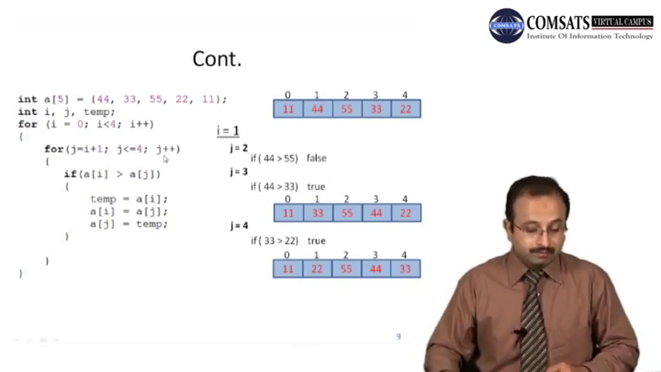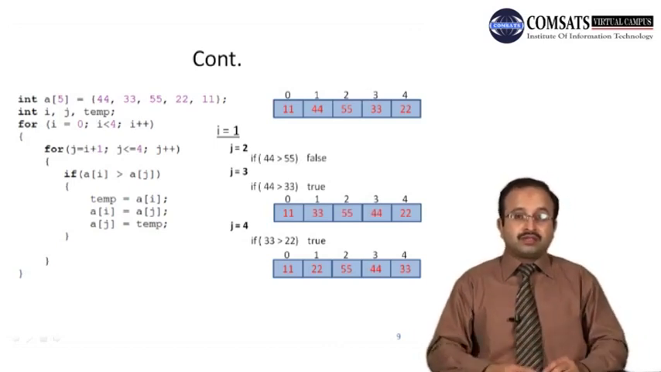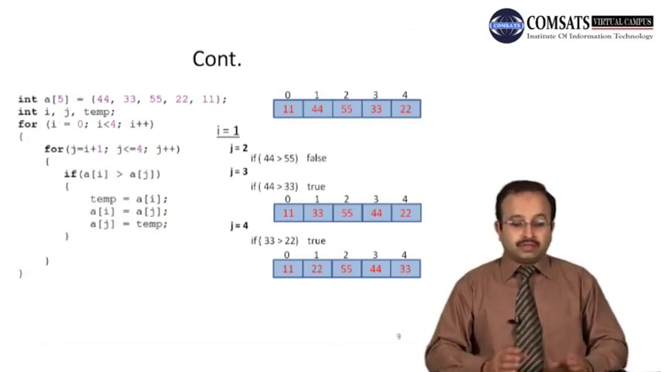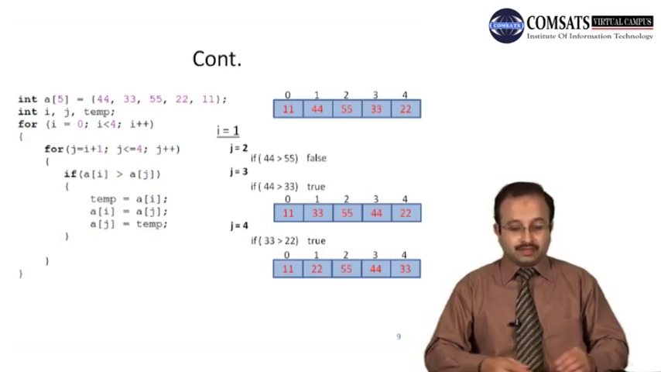Now the value of j becomes 5. 5 less than or equal to 4, the condition is false. So it comes outside the inner for loop. Now it comes to the outer for loop, and it will increment the value of i. For the next iteration, the value of i will become 2. So this is the second iteration. At the end of the first iteration, the first element is arranged. At the end of the second iteration, the second element is arranged.